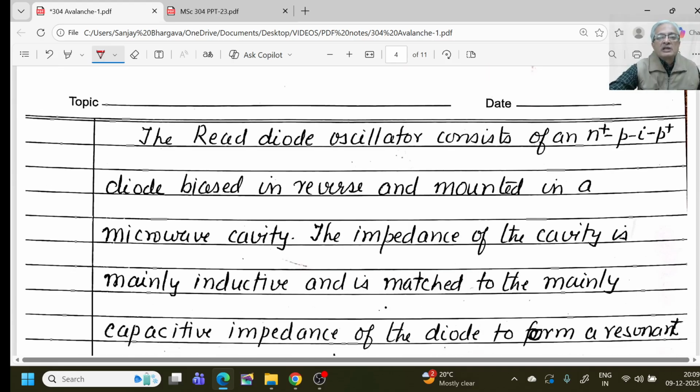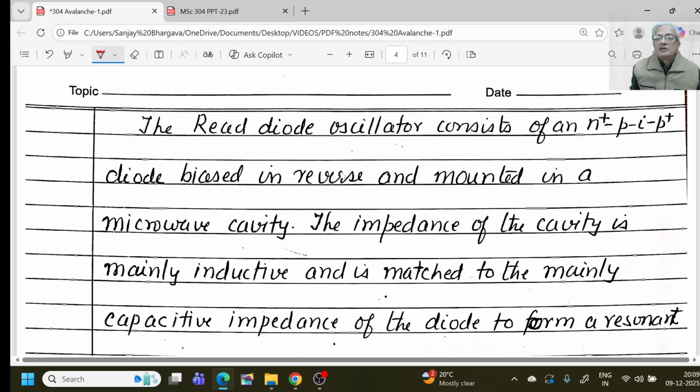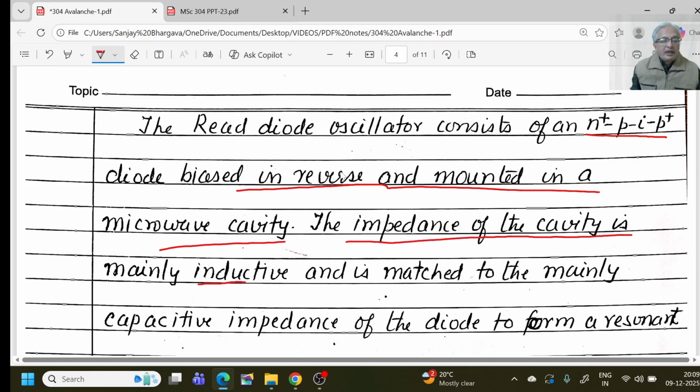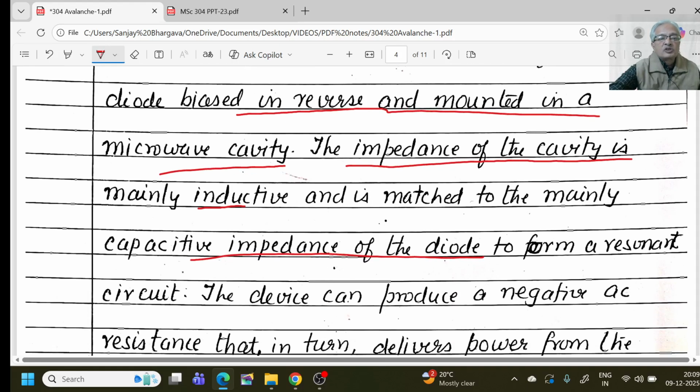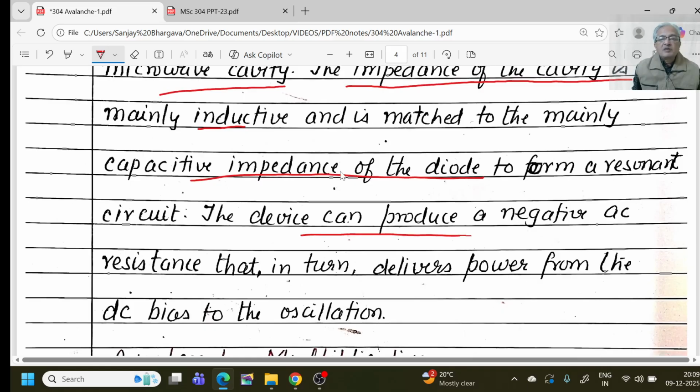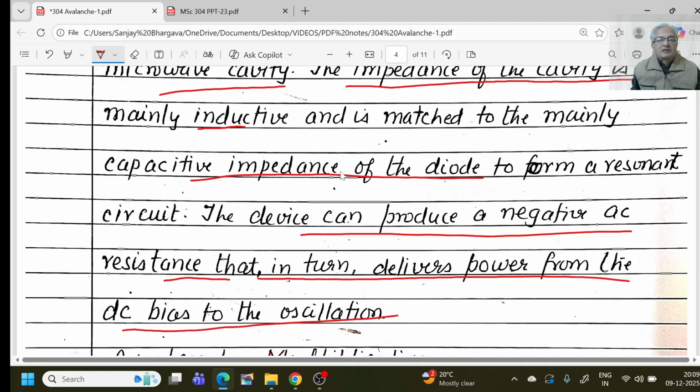The read diode oscillator consists of N plus PIP plus diode biased in reverse bias and mounted in a microwave cavity. The impedance of the cavity is mainly inductive and is matched to the mainly capacitive impedance of the diode to form a resonant circuit. The device can produce a negative AC resistance that in turn delivers power from the DC bias to the oscillation.